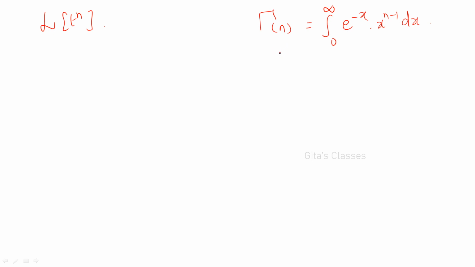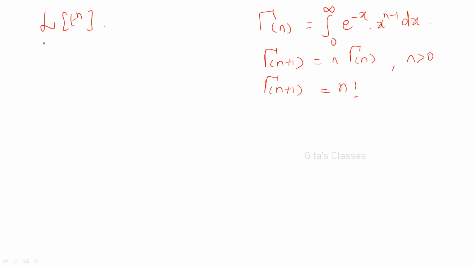There are some properties of the gamma function. Gamma of n plus 1 can be written as n into gamma of n, where n is greater than 0. If you proceed like this, gamma of n is n minus 1 into gamma of n minus 1 and so on, and you will end up with gamma of 1, which is equal to 1. Therefore gamma of n plus 1 becomes n factorial. This is one property of the gamma function.